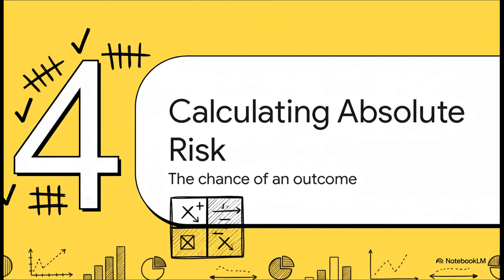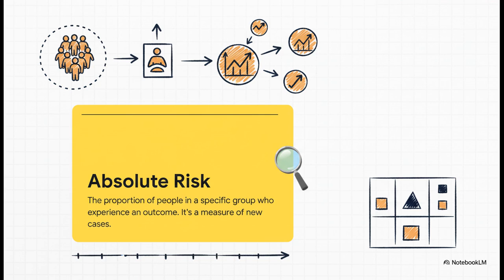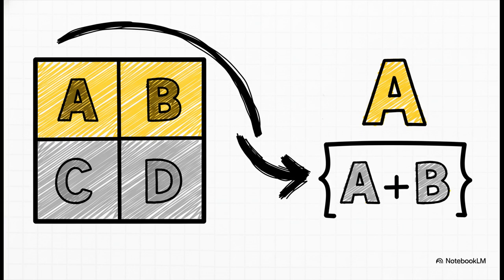And our very first calculation is to find something called the absolute risk for our different groups. So what even is absolute risk? Well, to put it simply, it's just the chance that someone in a specific group will experience the outcome. You can also think of it as a measure of incidence, basically the rate of new cases popping up in that group. First up, let's calculate the absolute risk for the people who were exposed. In our case, the smokers.